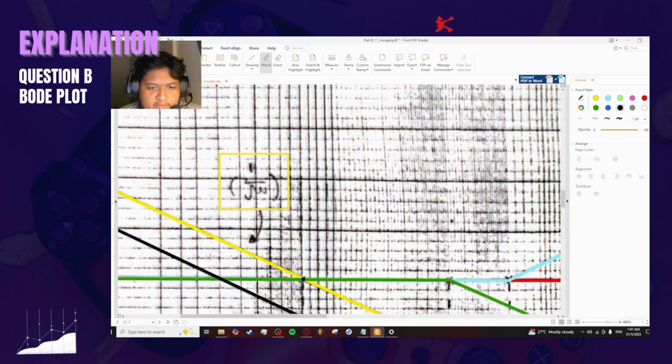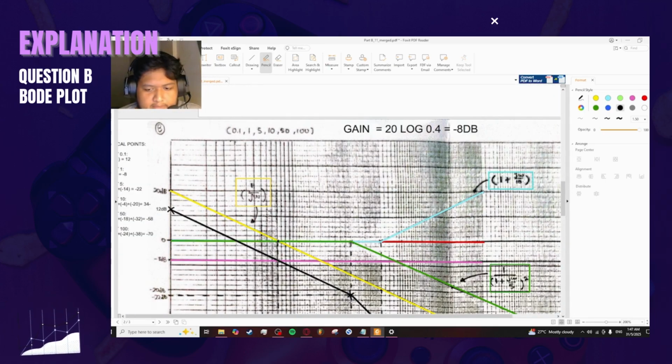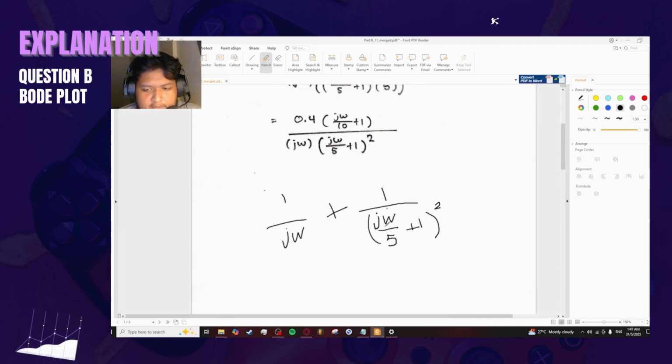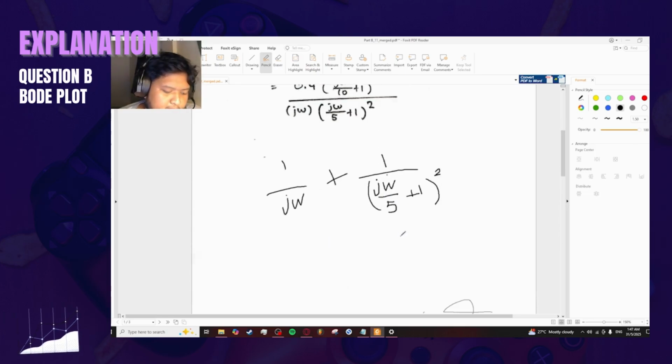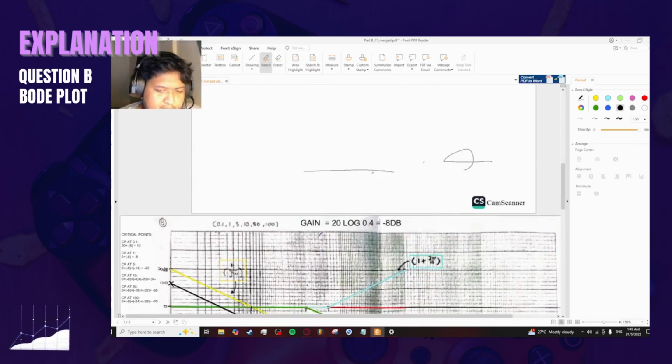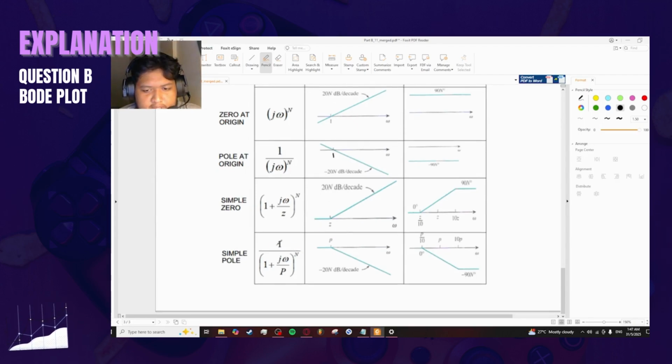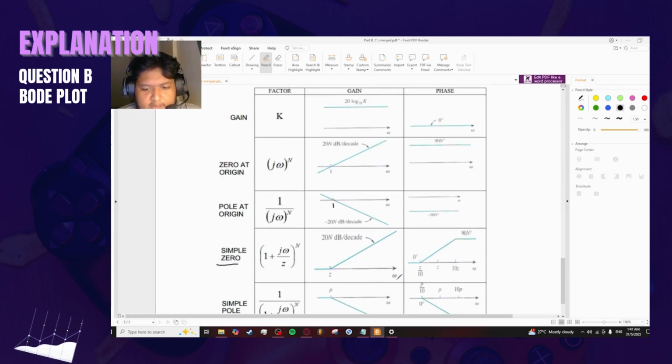And then you write down the transfer function here so you don't get it mixed up. And then the last function is 1 over j alpha over 5 plus 1, squared. So this is a simple pole function. You should go downwards because it's a pole value, not a zero value. So it goes down 20 decibels.